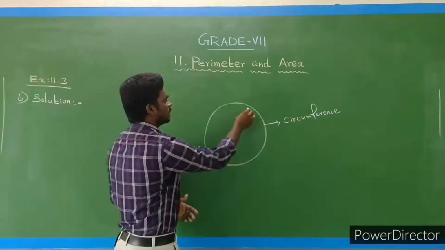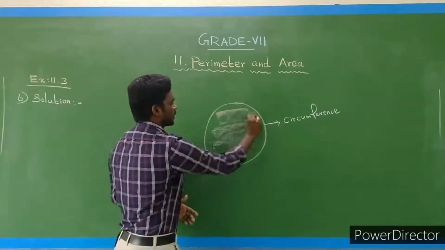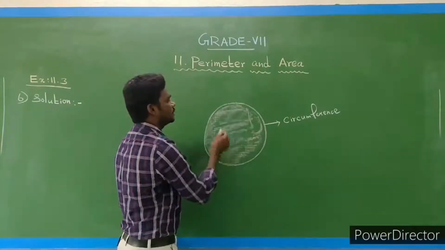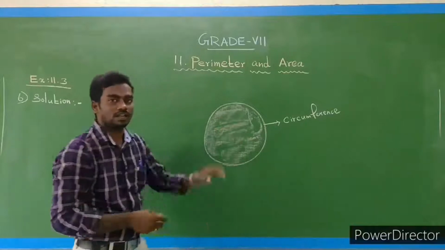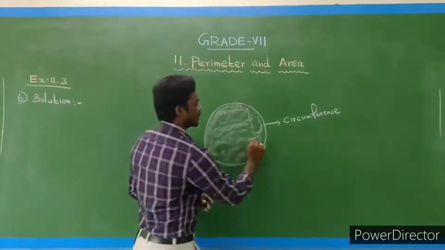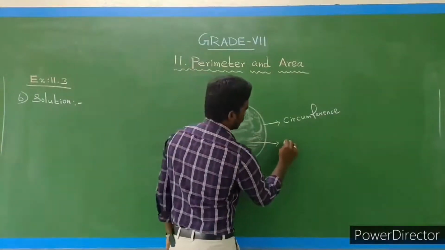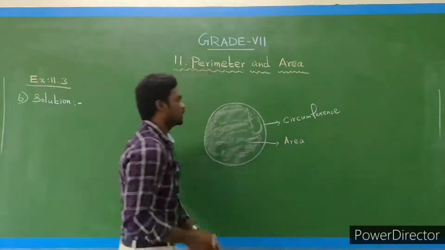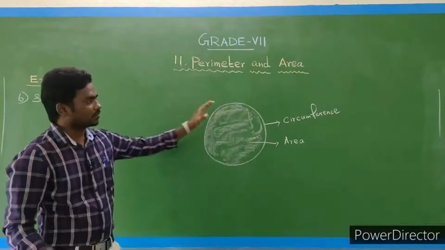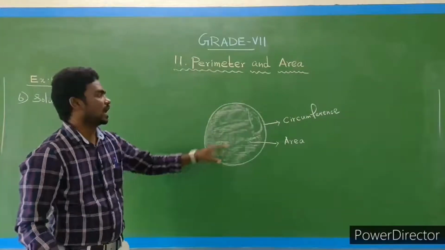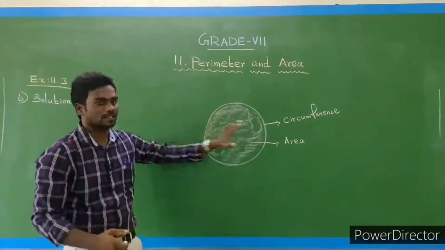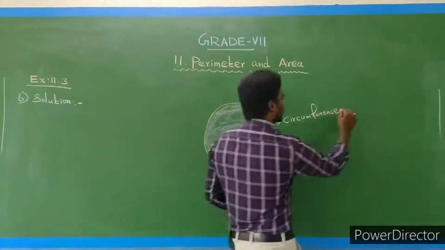And what is meant by area? Area is the space occupied by the circle. That means the interior space of the circle is called, what is that? Area. We know what circumference is: the length of boundary. And the interior space, the space occupied by the circle, is called area.